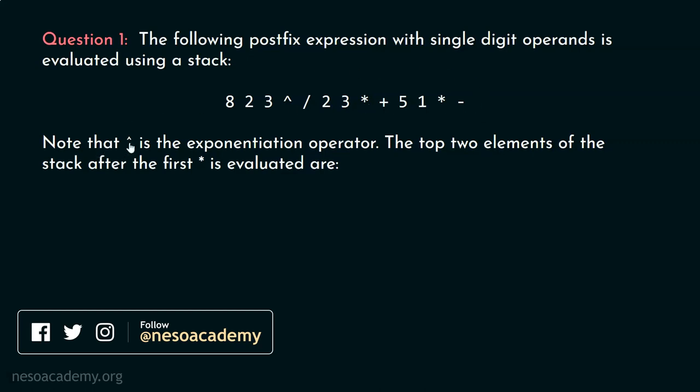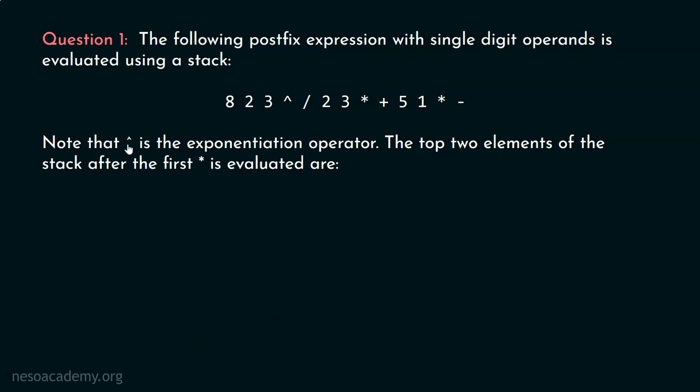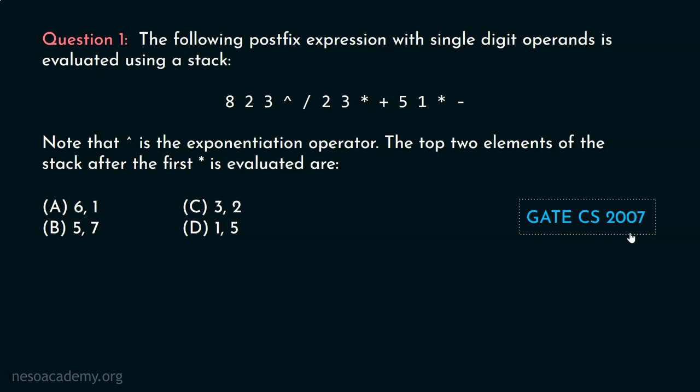Note that this operator is the exponentiation operator. This is called a power operator. You may call this exponentiation operator. The top two elements of the stack after the first star is evaluated are what? We have to find the top two elements of the stack after the first star is evaluated. These are all the options available in front of you, and this question has been asked in GATE CS 2007. I would encourage you to pause the video for a while and try to answer this question on your own. I hope you're done. Okay, let's move on to the solution.